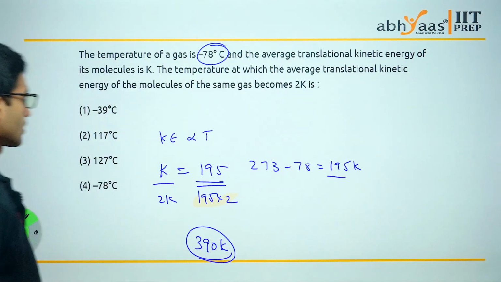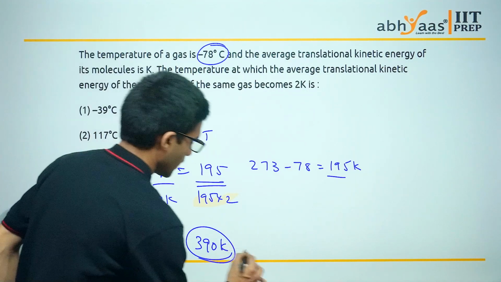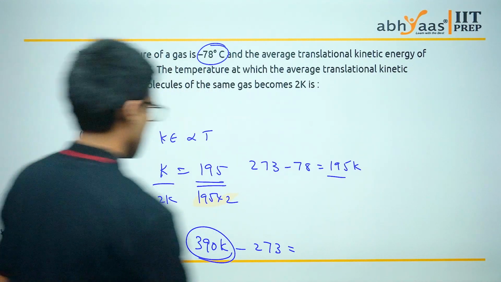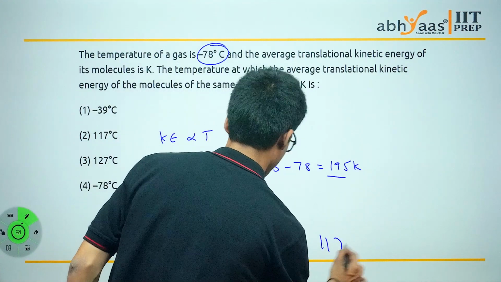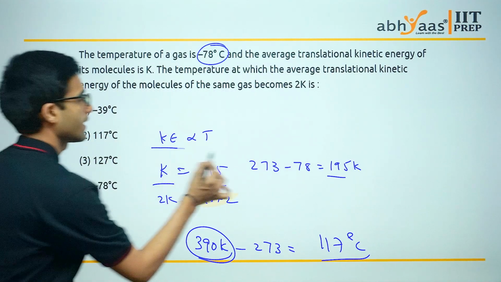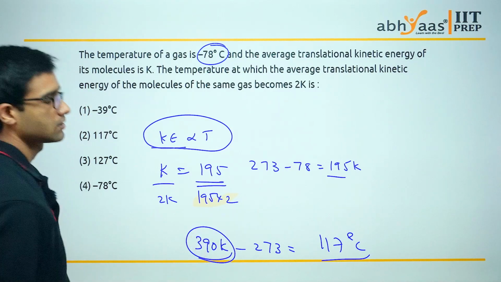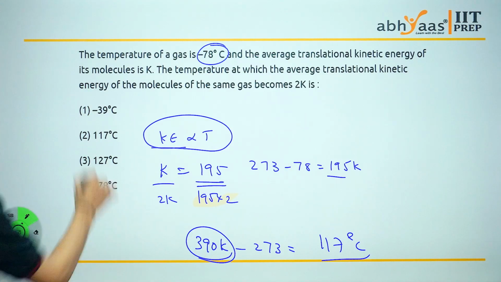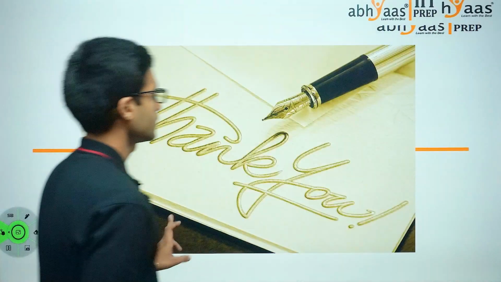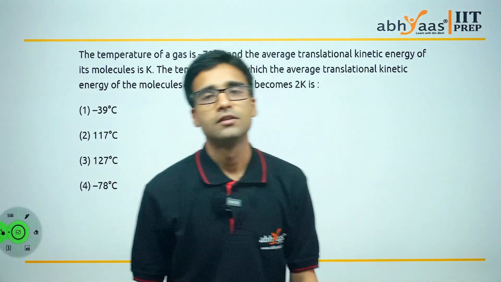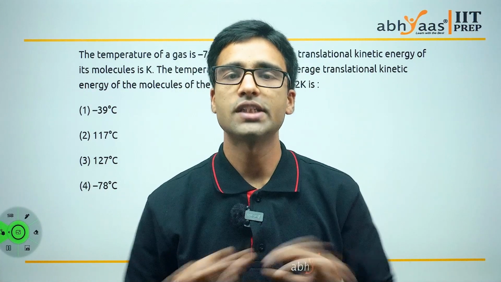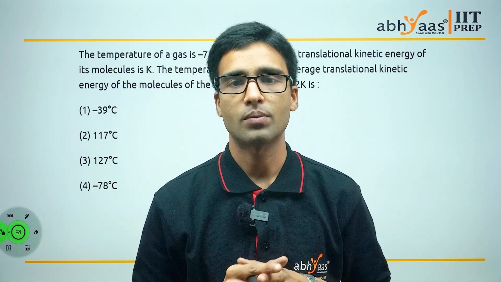You need to convert into degrees centigrade. That is 390 minus 273, so what you will get? 117 degrees centigrade. This is the answer. If you know this kinetic energy expression, you just directly get the answer. These are very simple questions based on the expressions. Hardly 1 or 2 minutes were needed to solve each question. That means all are mostly easy problems.